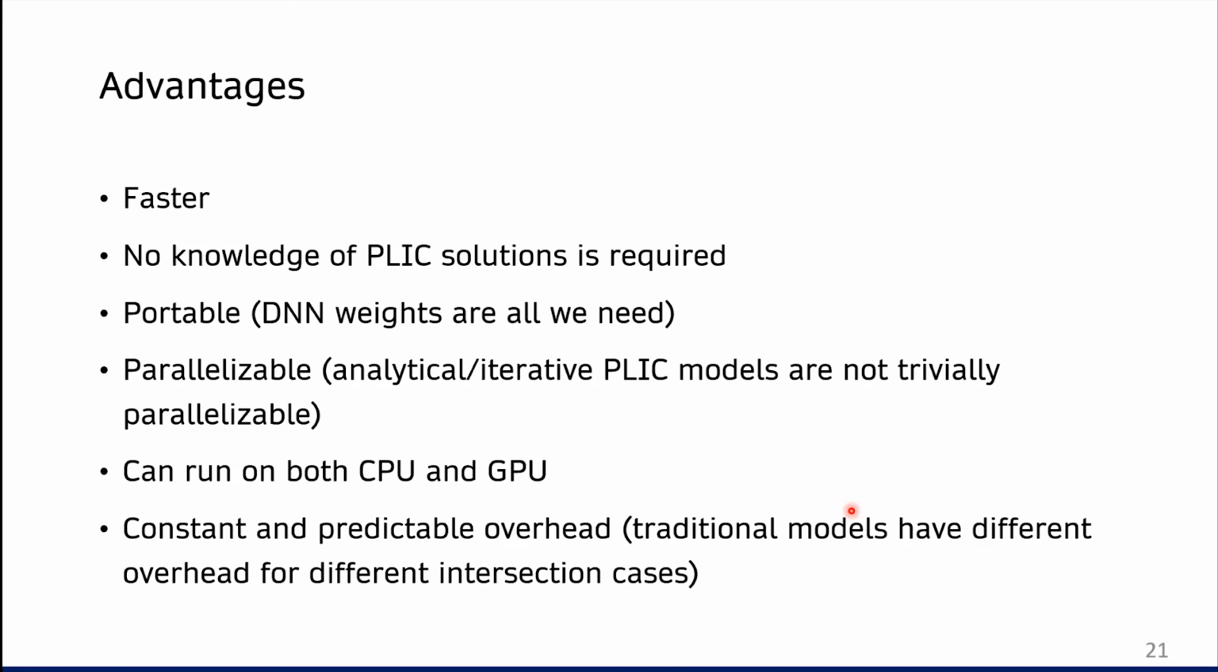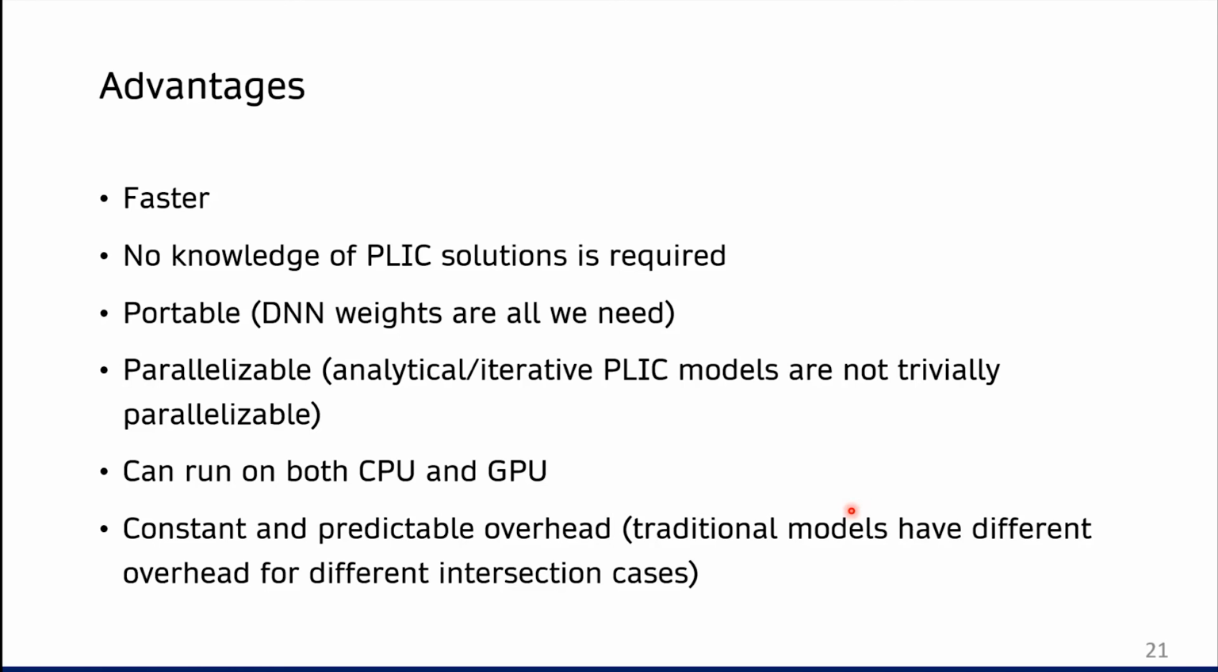So as I mentioned, the method can be faster. You don't need any knowledge of any PELIC solutions. The neural network solves the PELIC directly. You don't need to be aware of any of the available solutions. It's very portable. You can just move the weights around to any program that you want and do the calculations, and it's parallelizable on CPU and GPU, unlike the traditional models.